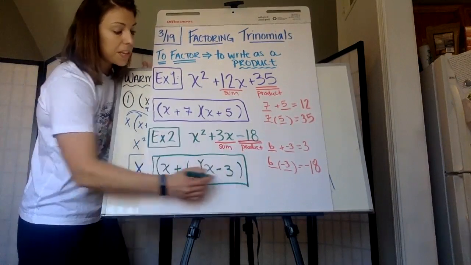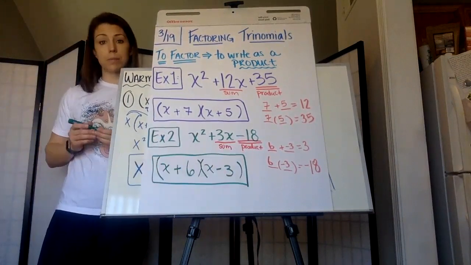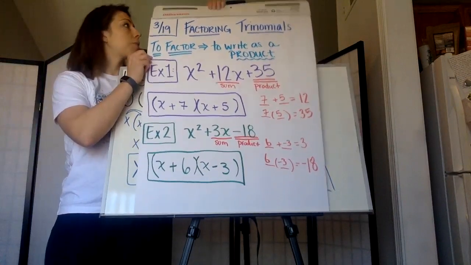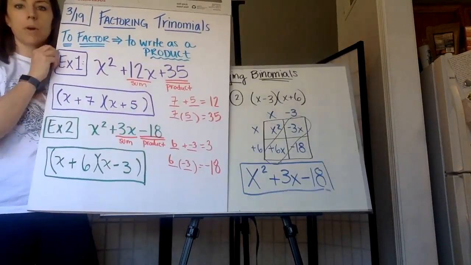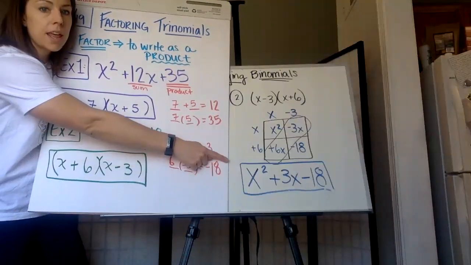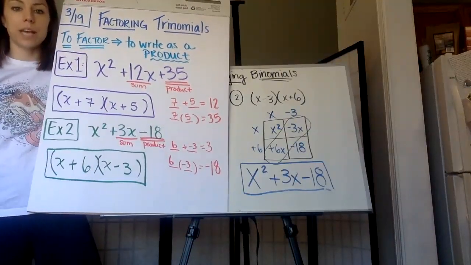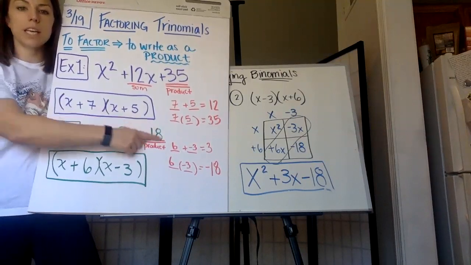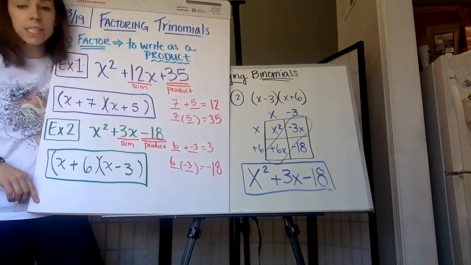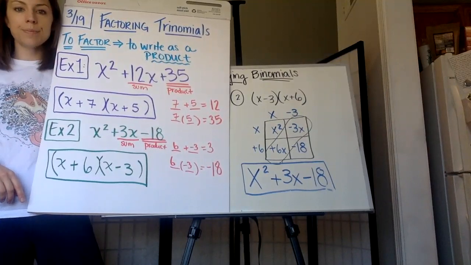Now, again, if you don't believe me, if you're sitting there like, that seems really weird, what is she talking about? If you look at our second warm-up problem, it was x minus 3 times x plus 6, and it ended up with x squared plus 3x minus 18. All we did here was the same process in reverse. That's all that we did.